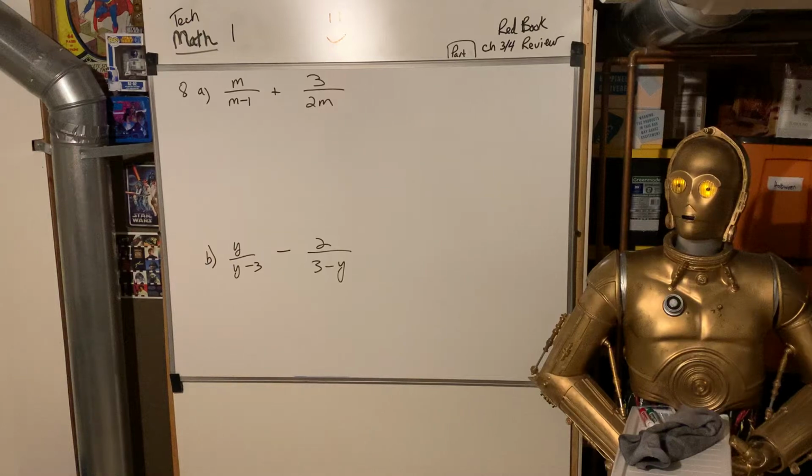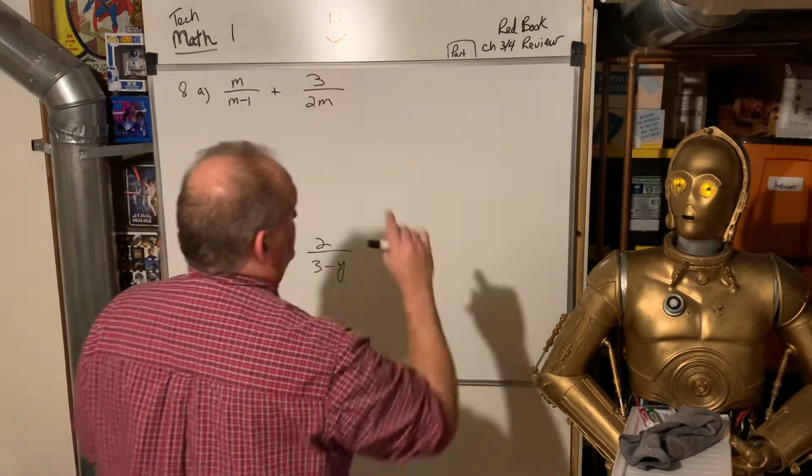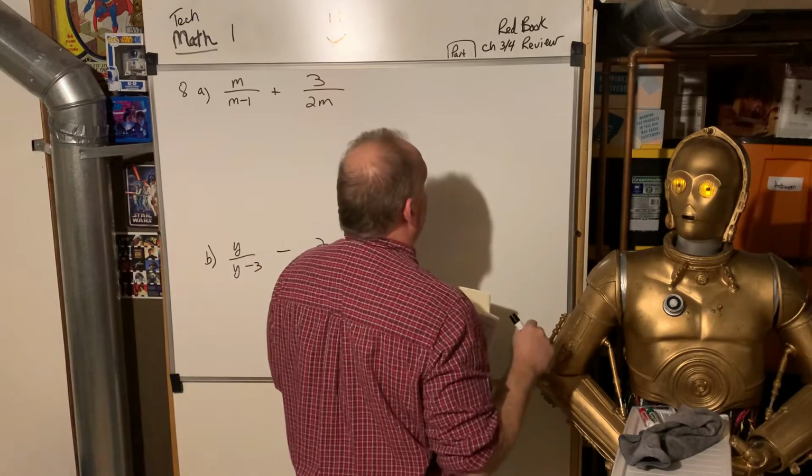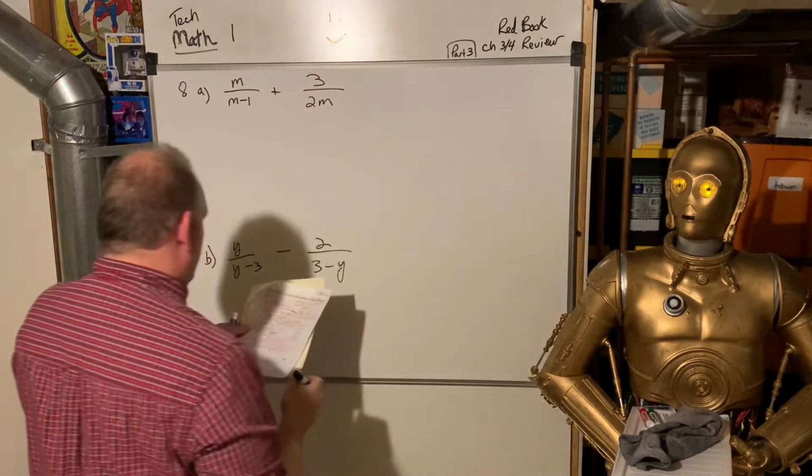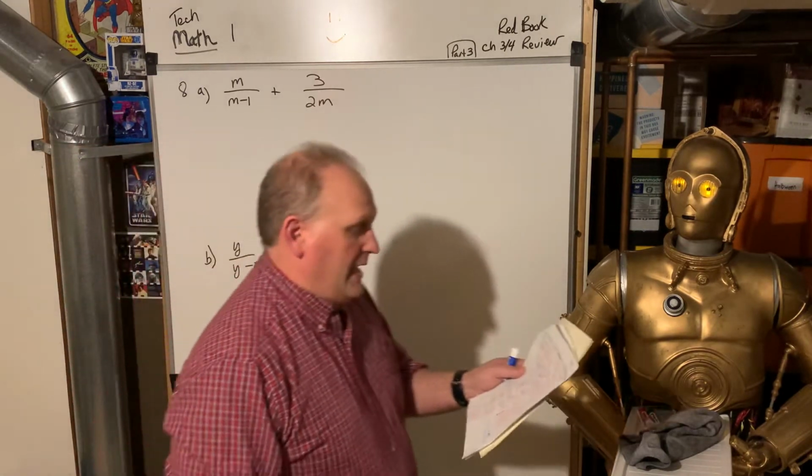Okay, we're back. This is Tech Math 1. We're looking at the Red Book Chapter 3-4 review for the test. This is part 3. So number 8, we left off on number 8.